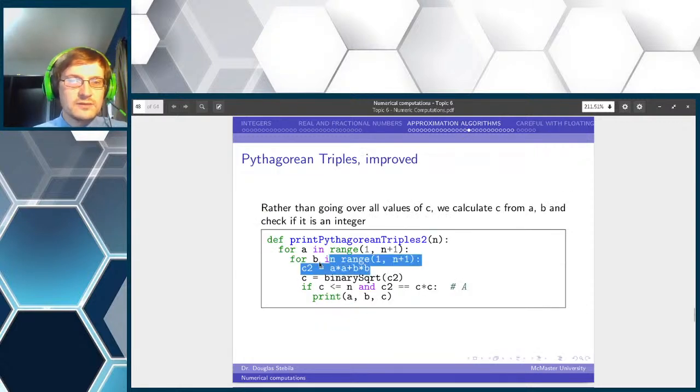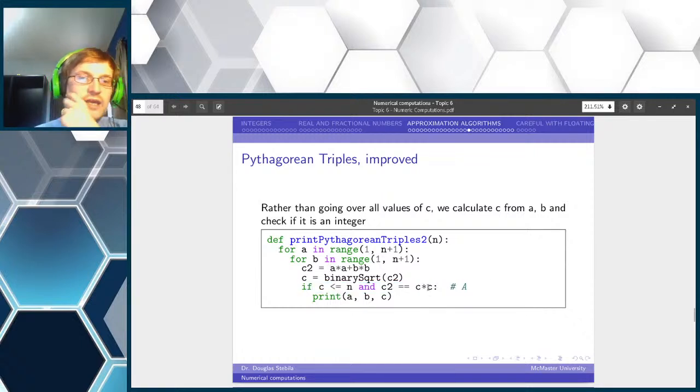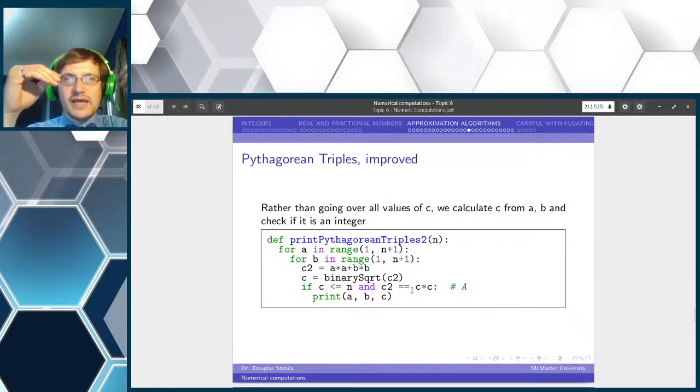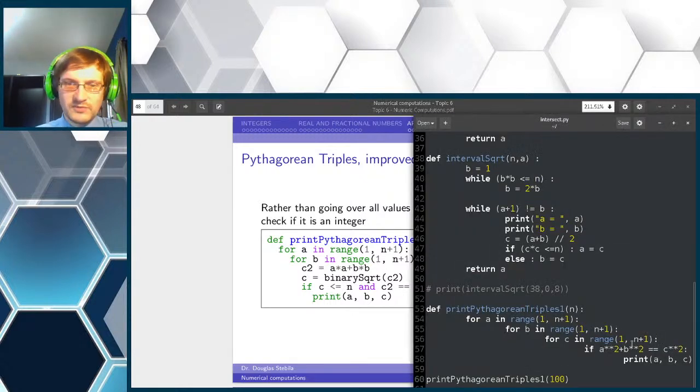We can calculate, and we could even use our binary square root algorithm to do so, what c has to be, and we can then check to see if c is a whole number or if it's a fraction, if it has a decimal component. Because if it's not a whole number, then it's not a Pythagorean triple. Another way of doing this would be as follows.